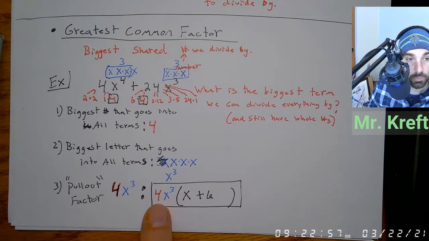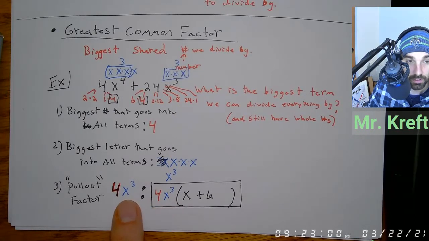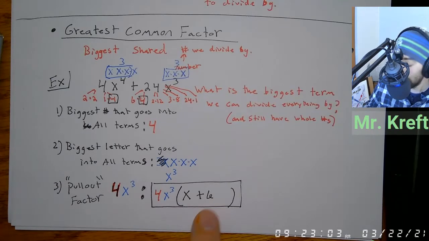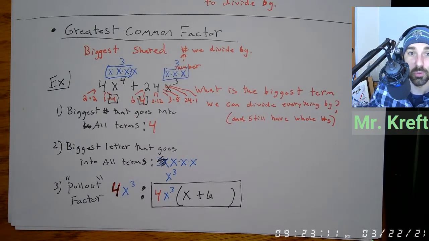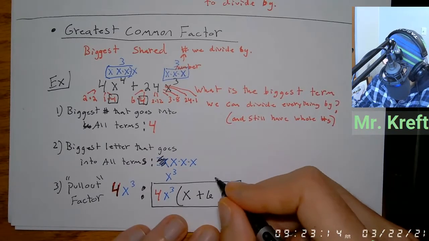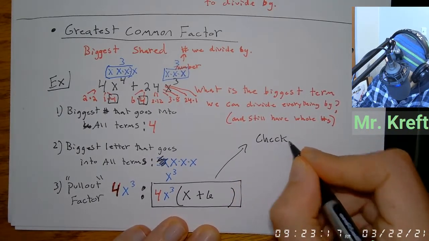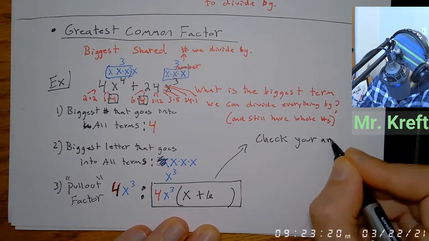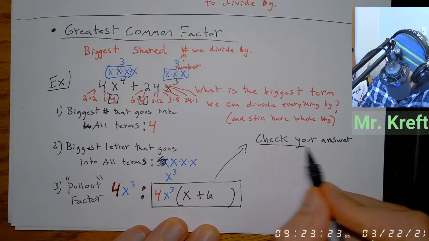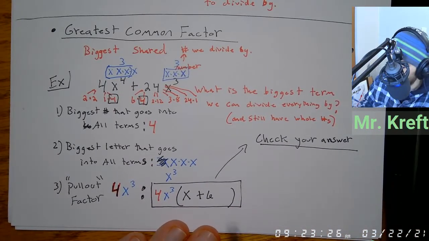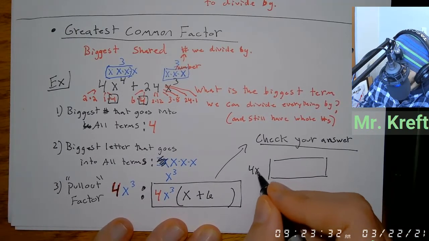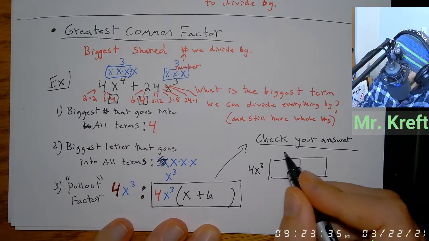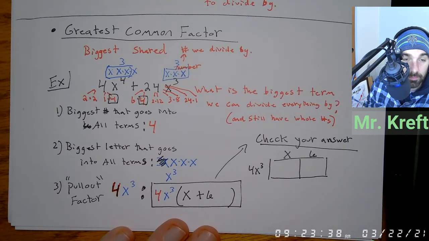Okay, so that's it. We factored out 4x cubed, and that's what's left. So we took this and we're dividing by 4x cubed. That's what factoring is. Now, some of you guys are going to really like guess and check. So you can check your answer. If you want to check your answer, you can just multiply. So you can go 4x cubed, and then you can go times x plus 6.